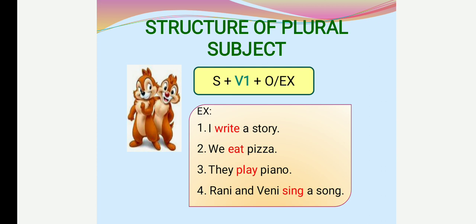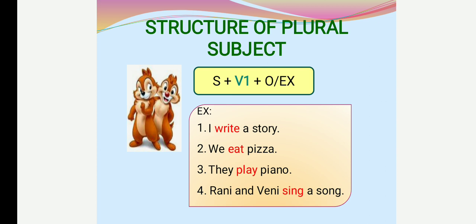I write a story. While I was explaining the pronoun, I said that if a verb is followed by the pronoun I, we should not add s or es to it. So in simple present tense, we write the V1 form of the verb when the main verb is followed by the first person singular. So I write a story. We eat pizza. They play piano. Rani and Veni sing a song. All are plural subjects.